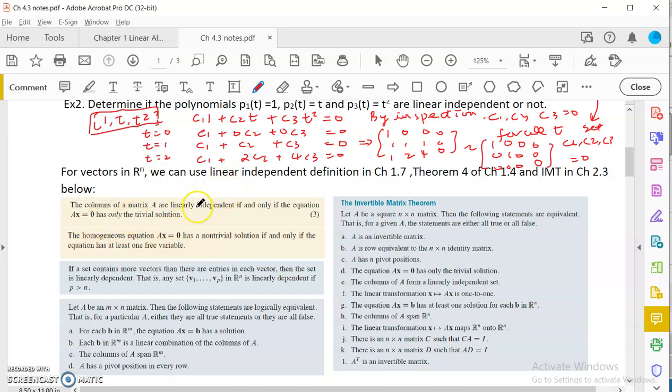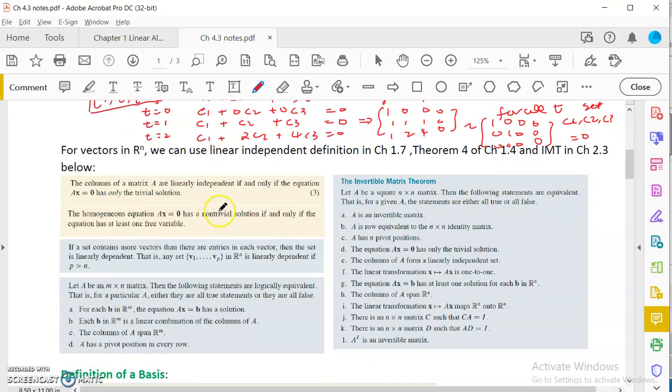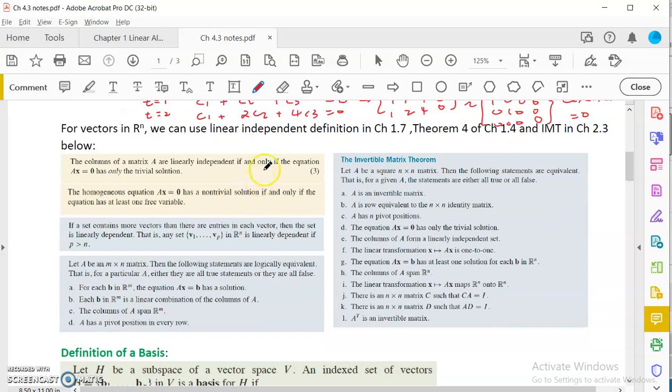How do I know if a set of Rn vectors are linearly independent? You put them into columns of matrix A, and they are linearly independent if Ax equal to 0 has only the trivial solution. That means there's no free variable. And if Ax equal to 0 has a non-trivial solution, then it has a free variable. So you want to make sure that for all columns, there's no free variable. That means all columns have a pivot position. So that would be linear independence.